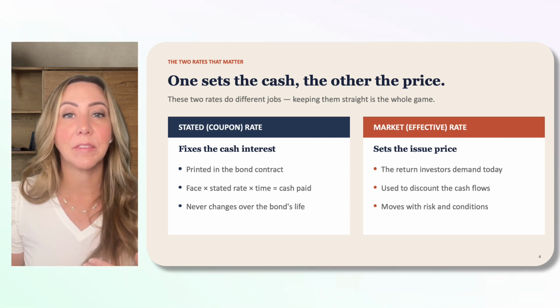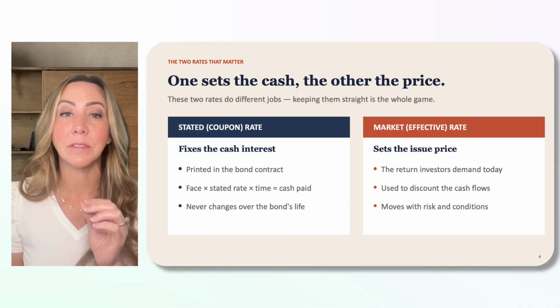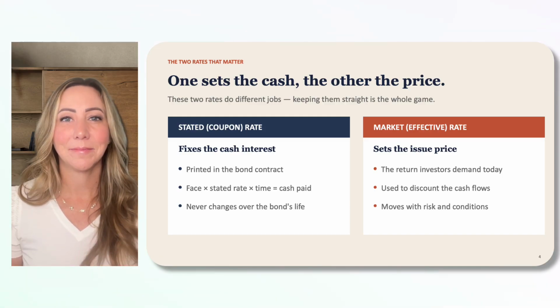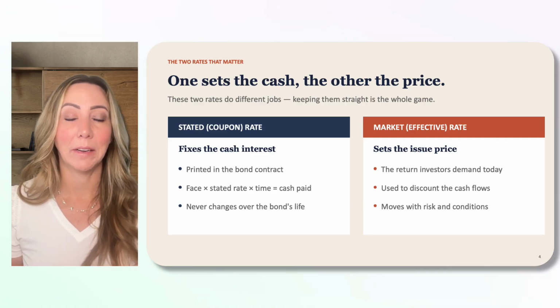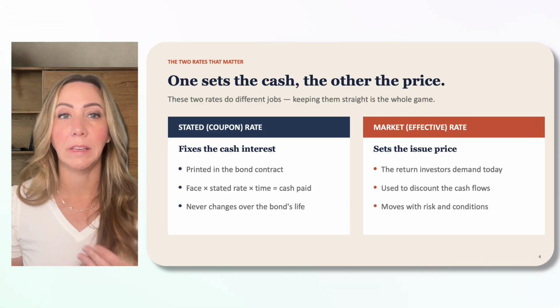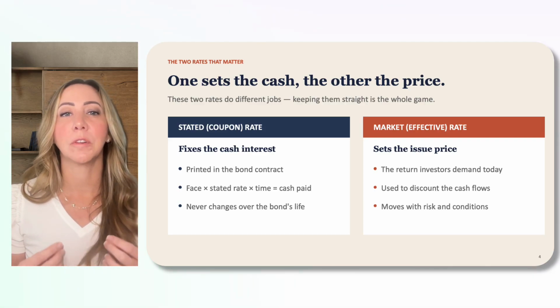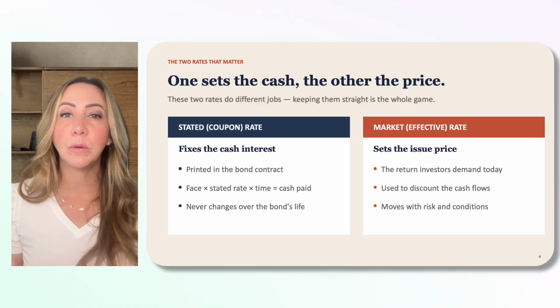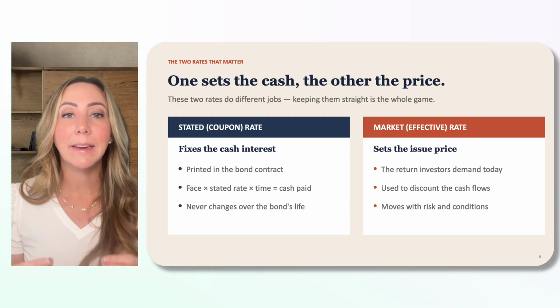If a bond has a face of $1,000 and a stated rate of 10% paid semi-annually, the company pays $50 in cash every 6 months, always. That number is locked in. The second rate is the market rate, also called the effective rate or the yield. This is the rate investors are demanding right now for a bond of similar risk and maturity. It floats, it changes, and it reflects the economy and the riskiness of the borrower. And here's the crucial part.